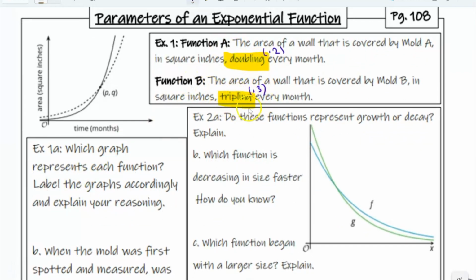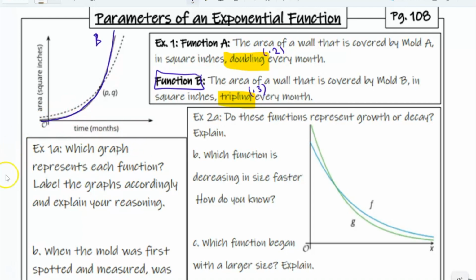So this one is steeper than that one because it's growing by triple the amount this one is. So it's growth. Instead of going down, decay, it's growth going up, right? Which one is steepest? That is going to be function B. Pause the video real quick and give it a shot. You should have said this line right here is the steeper one.